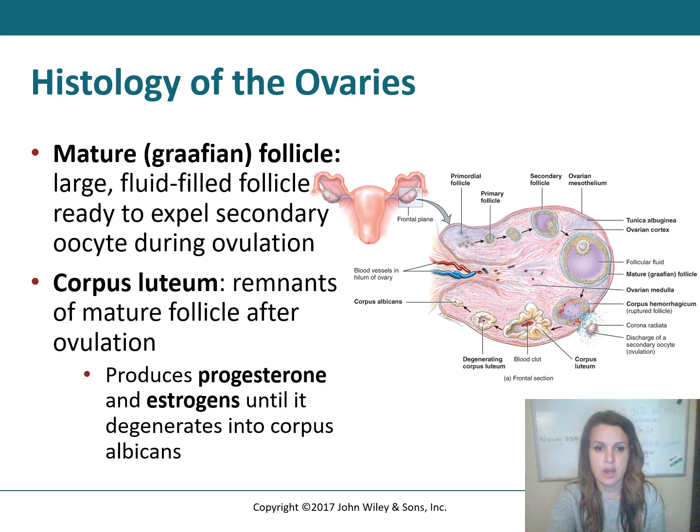What's left over after it's expelled is the corpus luteum, and these are just the remnants of the mature follicle after ovulation. And the corpus luteum produces estrogen and progesterone until it degenerates into the corpus albicans. That term corpus luteum means yellow body, and that term corpus albicans means white body. And you can actually visually see these on ovaries without the need of a microscope. I've seen these in human ovaries when I did cadaver dissections. I've also seen them on monkey ovaries, and they're this yellow little round structure or a white structure, depending on the type.